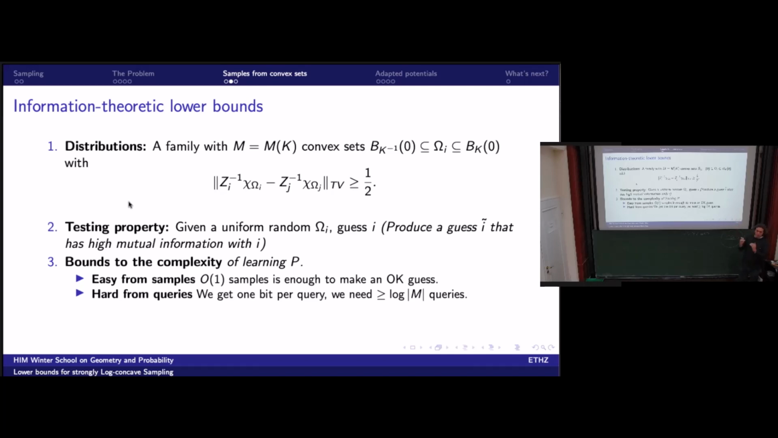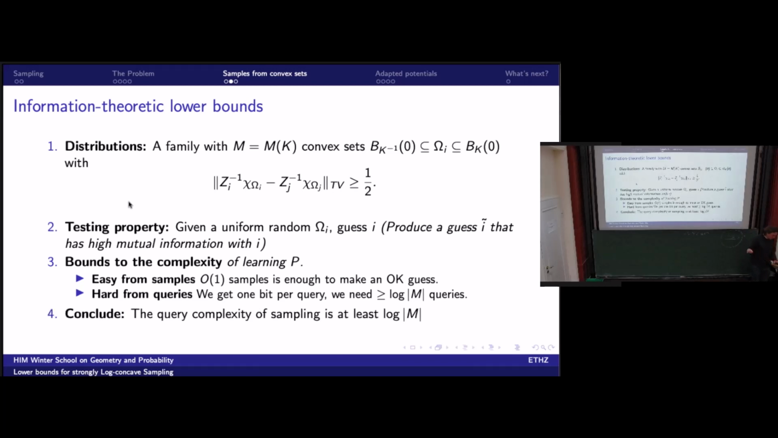In order to encode m sets, I need log m bits. So I'm going to need at least log m, the log of the cardinality of m, bits in order to have a decent chance at guessing the set I'm coming from. And that's basically what we get. We get that the number of queries is at least the logarithm of the cardinality of the set.